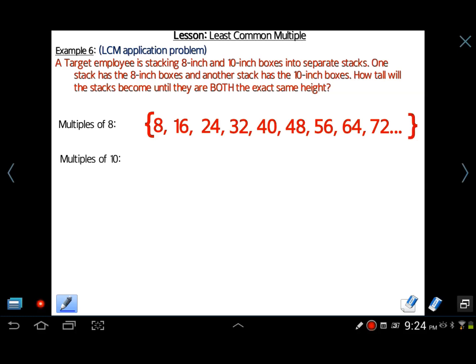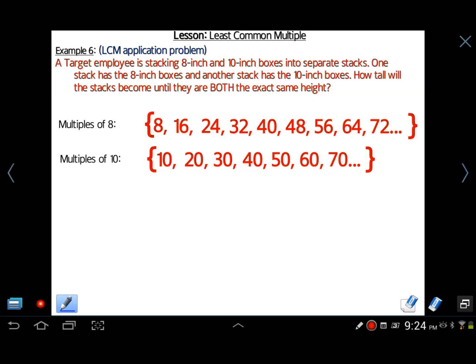Now I'm going to go ahead and list some of the multiples of 10. Multiples of 10 are going to be the boxes that are in the 10-inch box pile. So one box is going to be 10 inches tall. 2 boxes will be double that, 20. 3 boxes will be 30 inches tall, 40 inches tall, 50, 60, 70, 80, forever and ever.